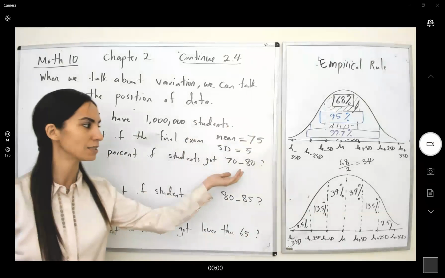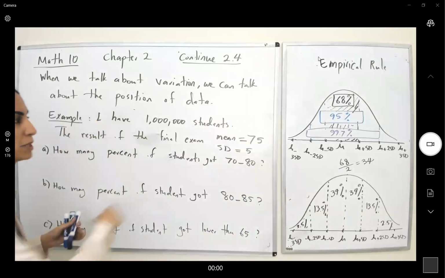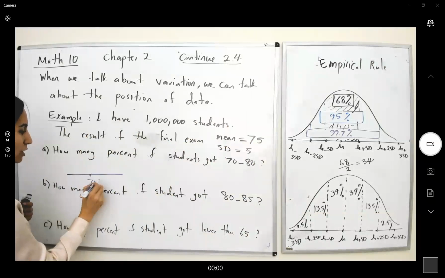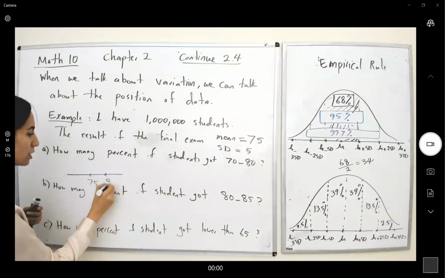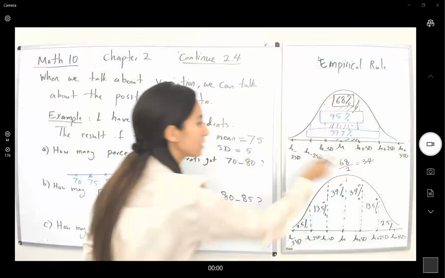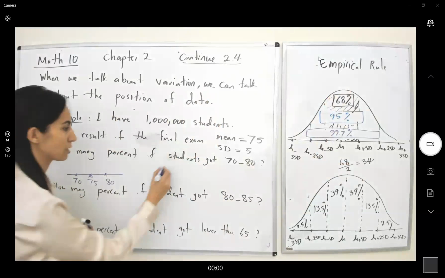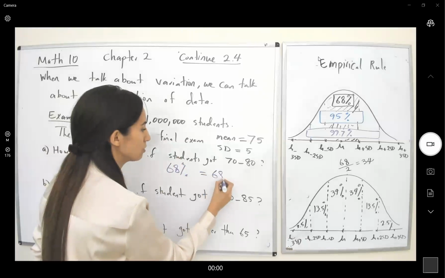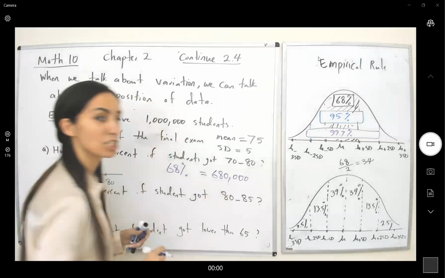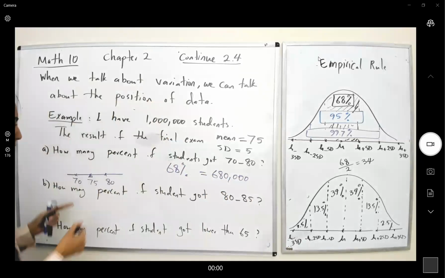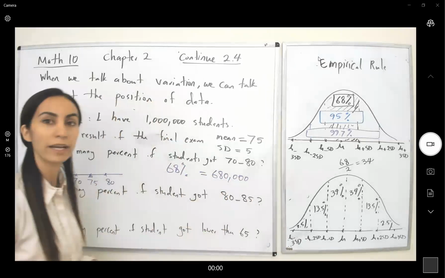So how many students got 70 to 80? The mean is 75. One standard deviation above gives me 80, one standard deviation below gives me 70. So one standard deviation, the empirical rule says, is just 68%. 68% of my students, which is equivalent to 680,000 students. Okay, this is a good result. It's not that bad.